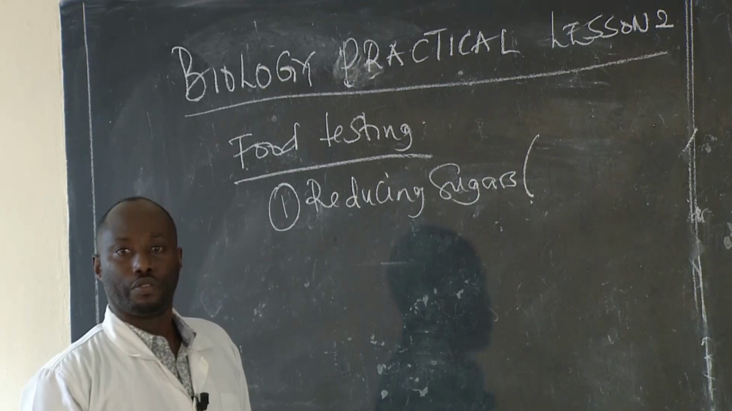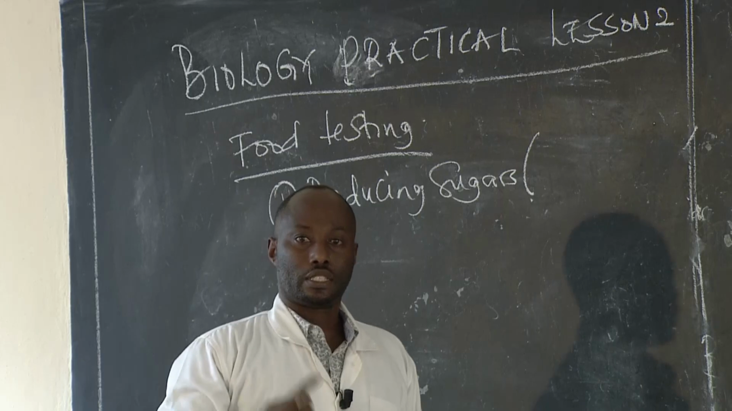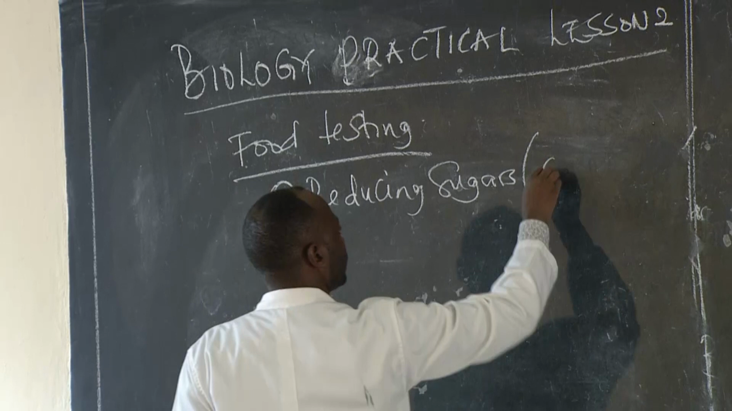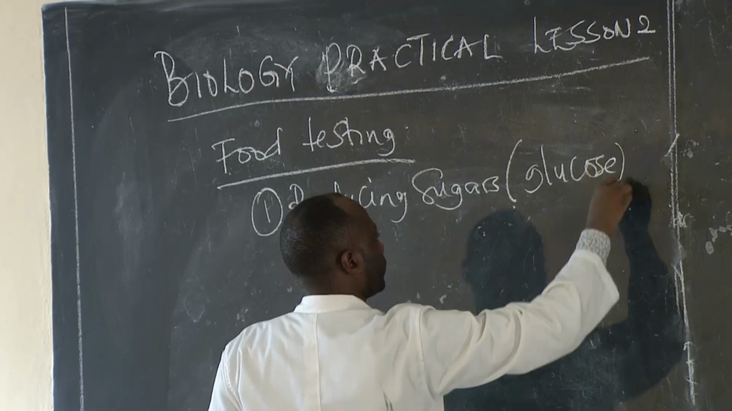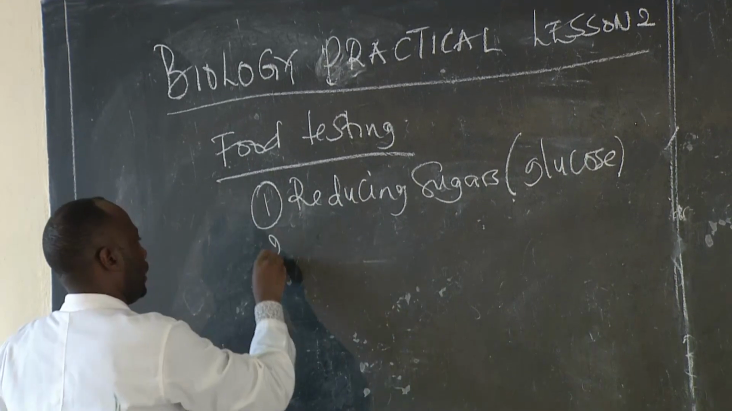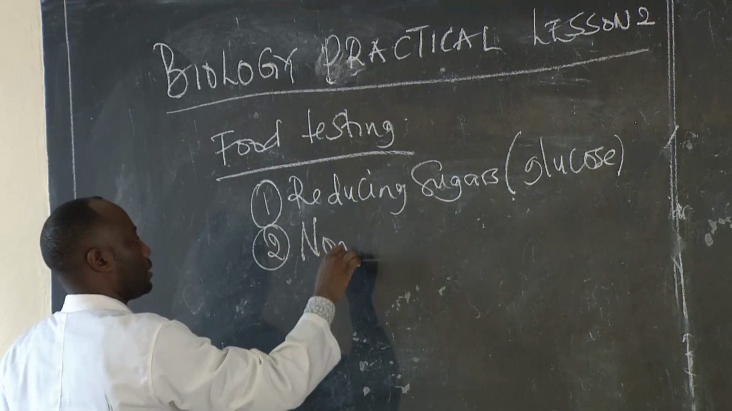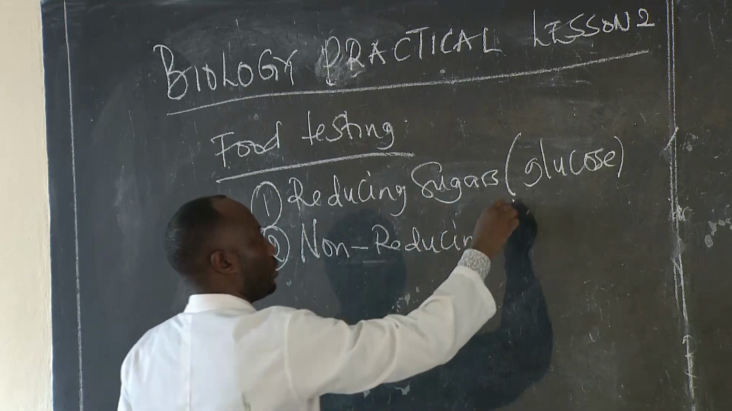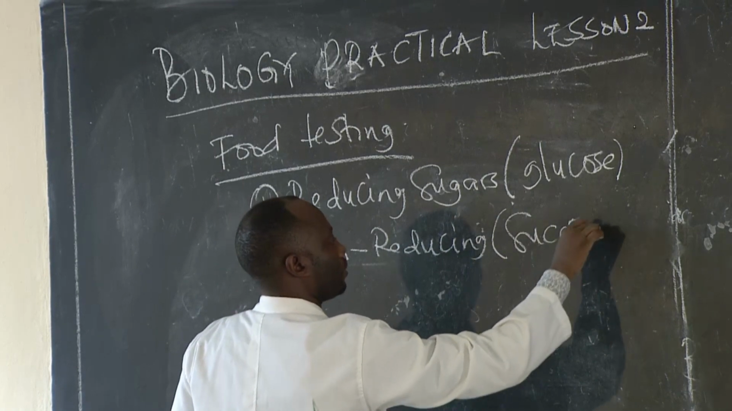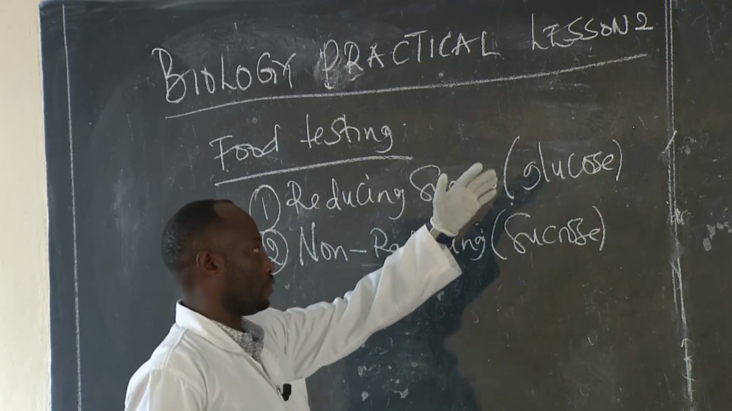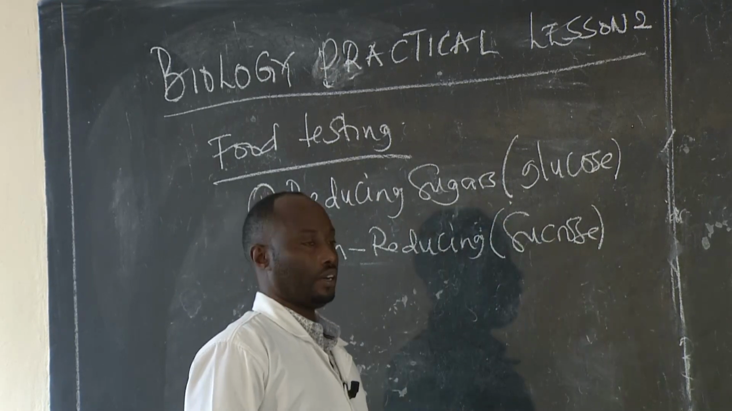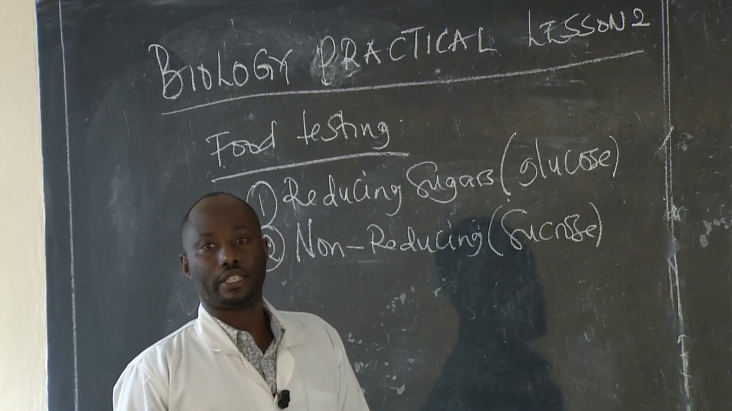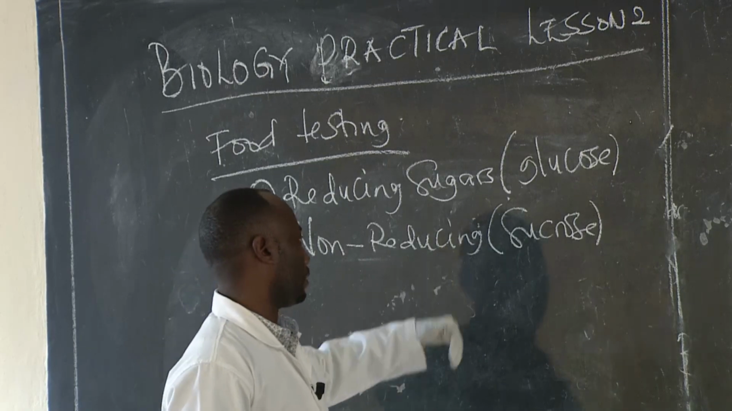Examples, who can give me an example of a reducing sugar? An example of reducing sugar that we're going to be using today is glucose. Then another one, I'm going to test non-reducing sugars. If I say non-reducing sugars, we are going to have sucrose. If I say sucrose, we can have examples of sucrose. We can have orange, we can have carrots, we can have sugar canes.